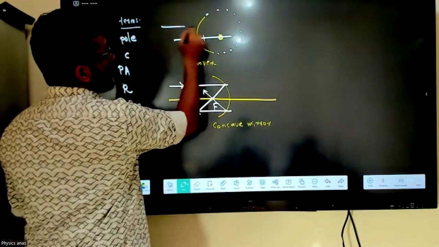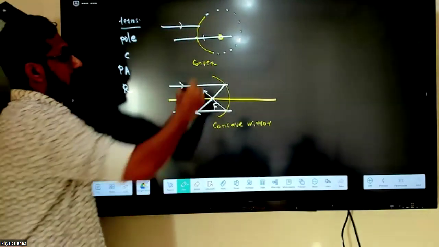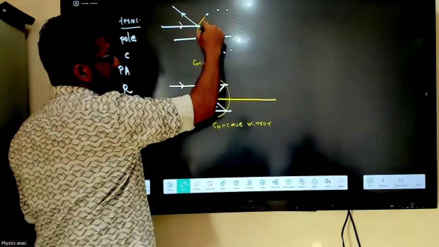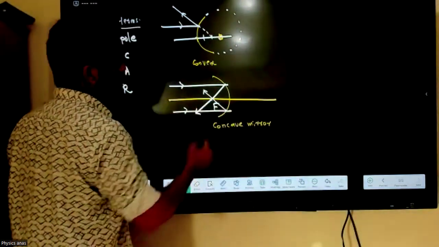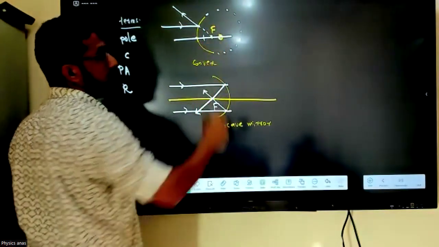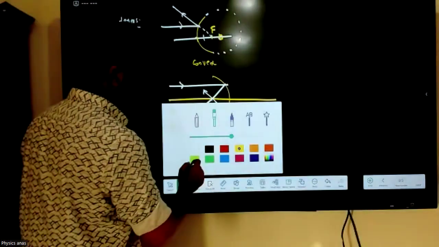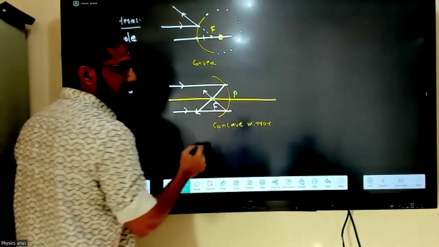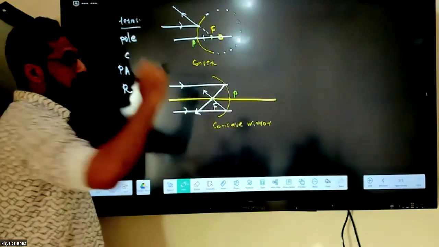The light rays coming parallel to the principal axis of a convex mirror, after reflection, appear to be coming from a point on the principal axis. That point is called what? Principal focus. Then what is focal length?